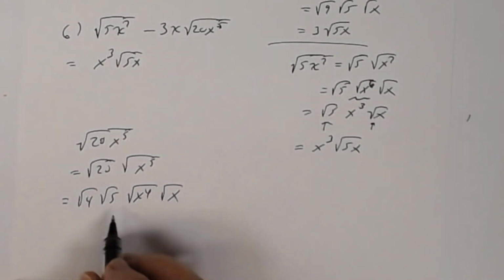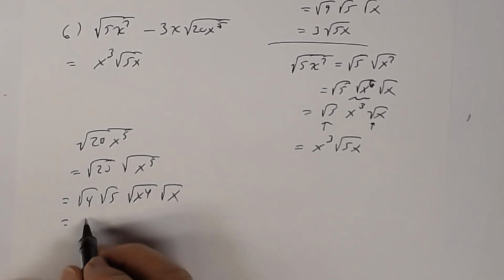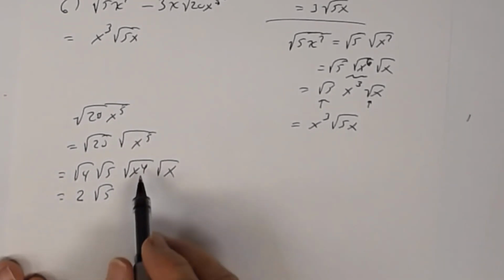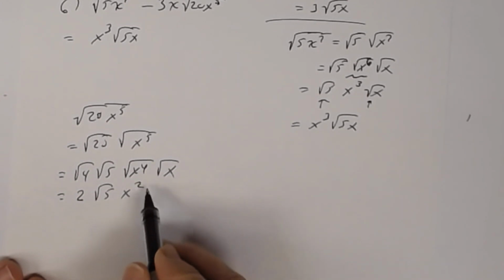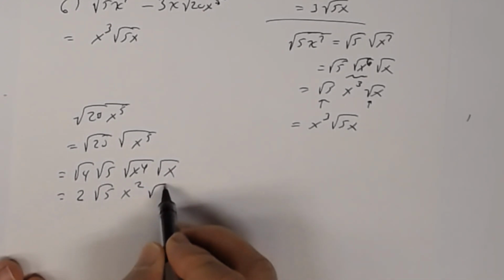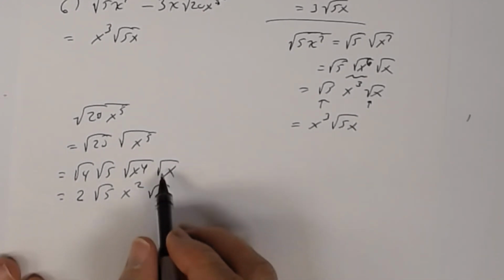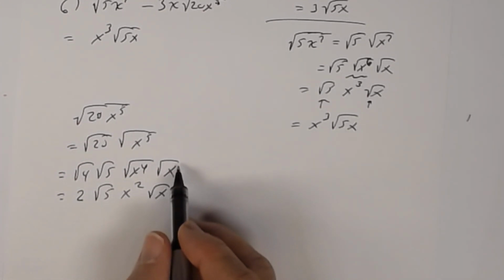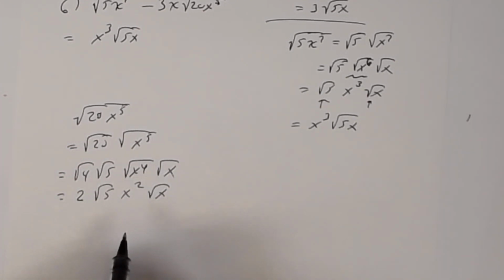So let's simplify each one if we can. I can simplify the square root of 4. That's 2. I cannot simplify the square root of 5, because the only perfect square that goes into 5 is 1. I can simplify the square root of x to the fourth because 4 is divisible by 2. It'll be x squared, because x squared times x squared is x to the fourth. And I cannot simplify the square root of x, because you cannot simplify a radical that contains a variable if the exponent is less than the index.